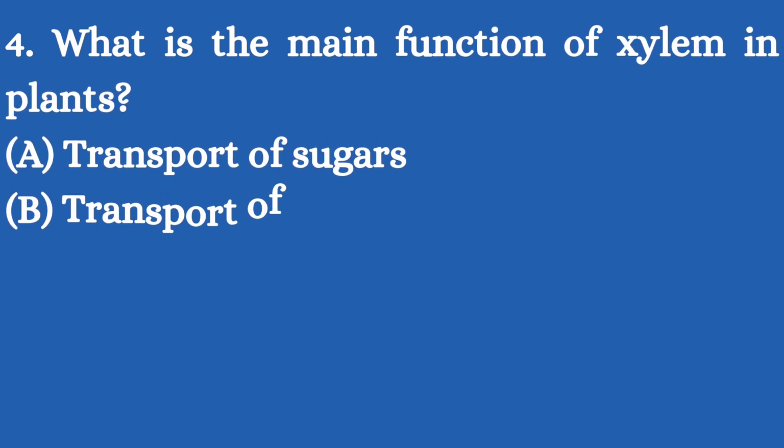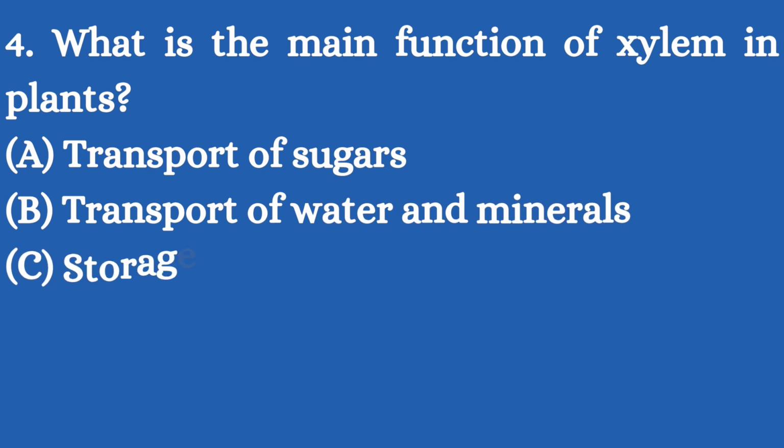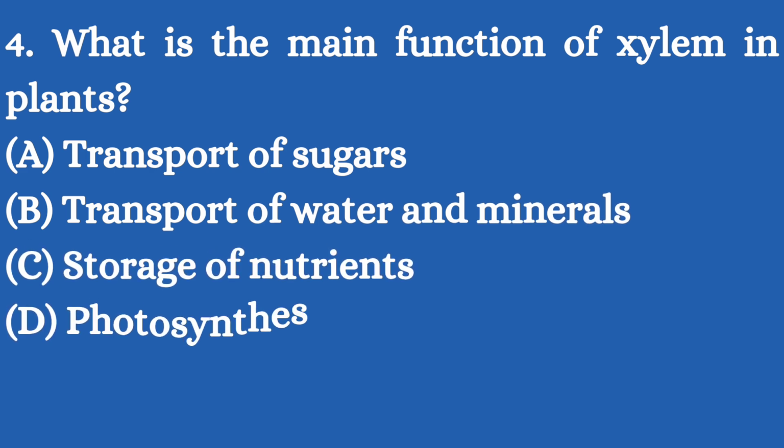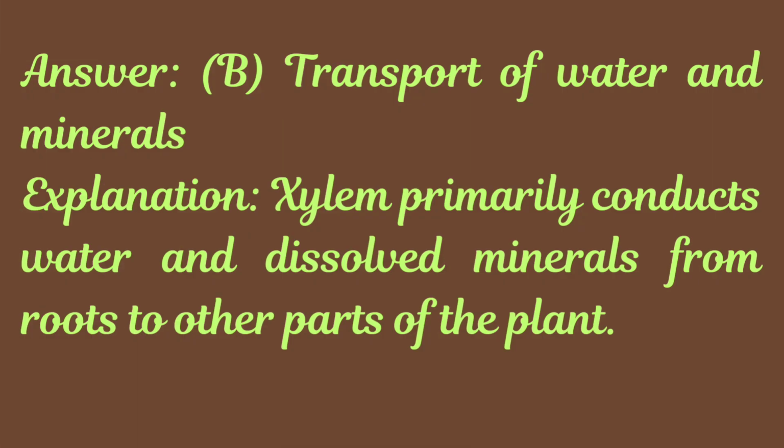4. What is the main function of xylem in plants? A. Transport of sugars. B. Transport of water and minerals. C. Storage of nutrients. D. Photosynthesis. Answer: B. Transport of water and minerals. Explanation: Xylem primarily conducts water and dissolved minerals from roots to other parts of the plant.